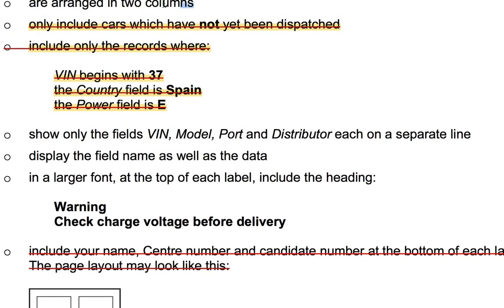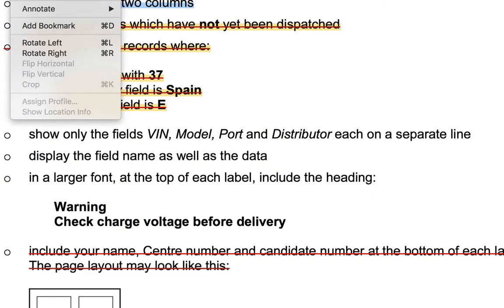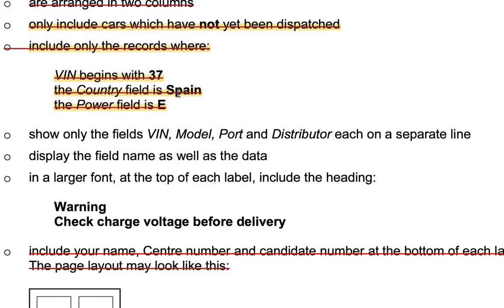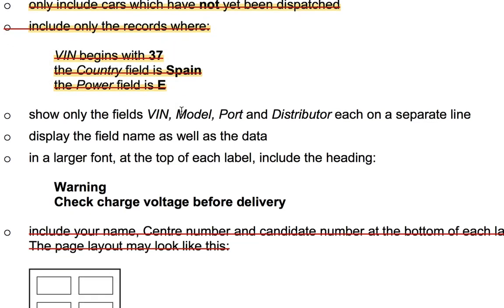Is it in 2 columns, or have I put it in 2 columns? Yes, I have. So I put a line through. So you've got to do this in the exam paper so we can see which parts we have.